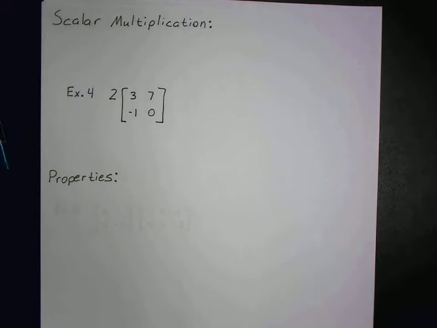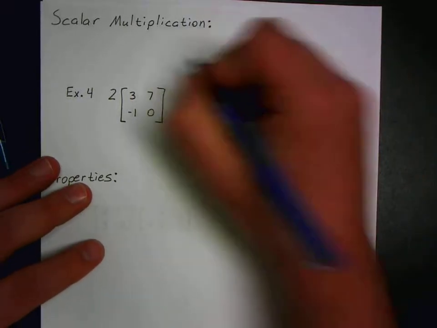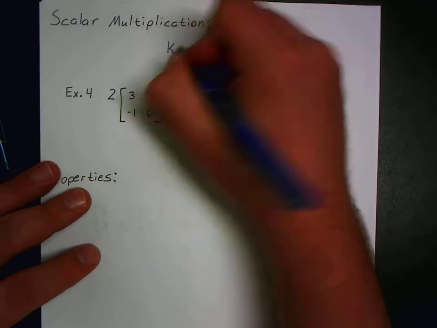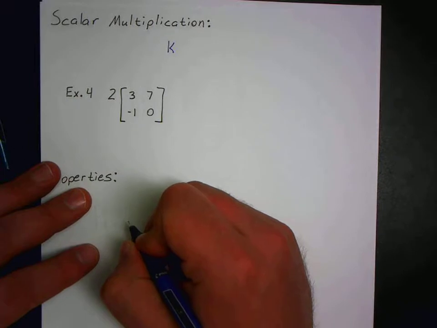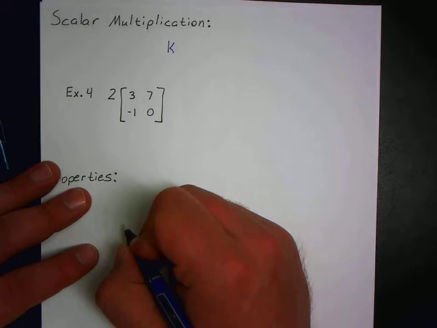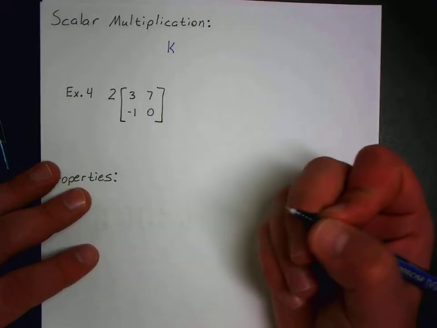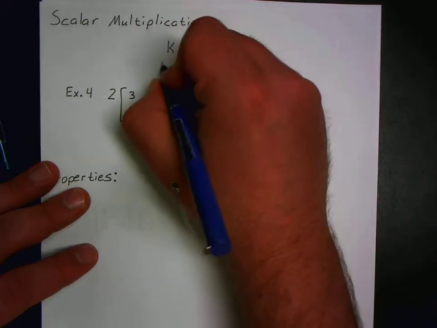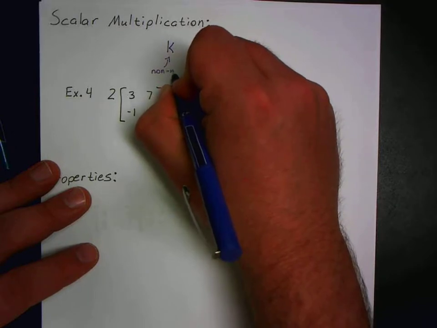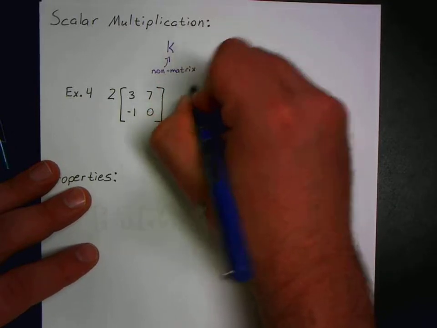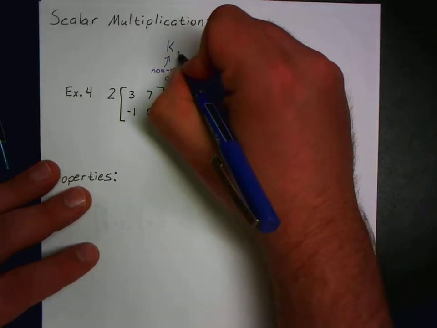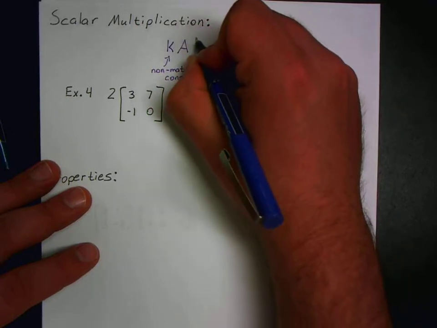Okay, so scalar multiplication. When they talk about scalar multiplication, for some reason they always use a k to represent it. All you're talking about is a single number. That's whenever they talk about a scalar. A scalar is a non-matrix number. And what you're going to do is you're going to take that times a matrix.